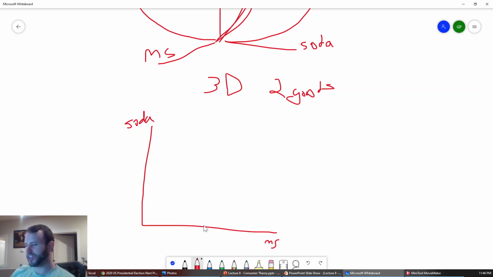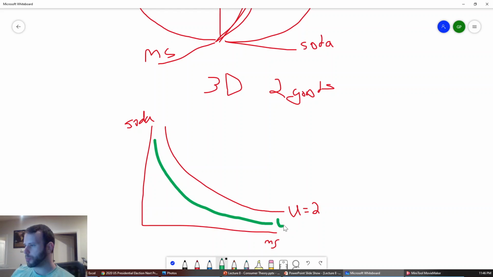And basically what that's saying is, everything on this line represents a combination of mod sticks and sodas that give you utility 2. Everything on this line represents a combination of mod sticks and soda that give you utility 1. Everything on this line represents a combination of mod sticks and soda that give you utility of 3.